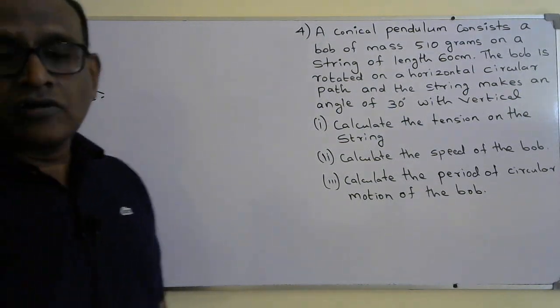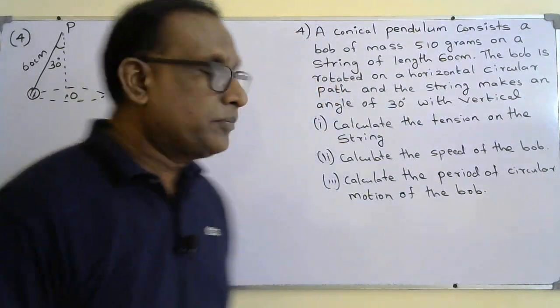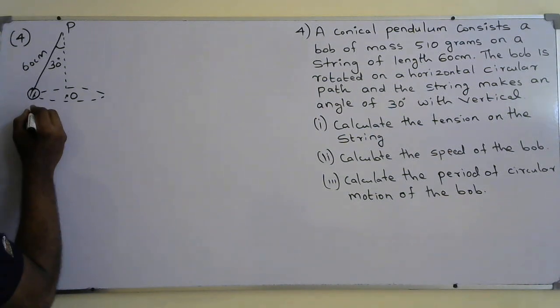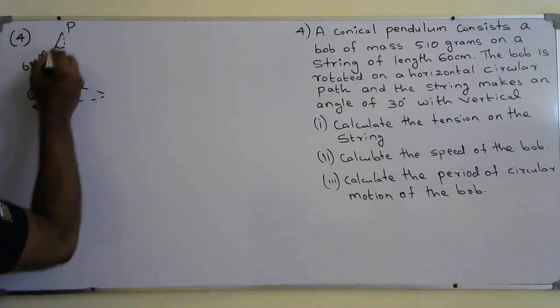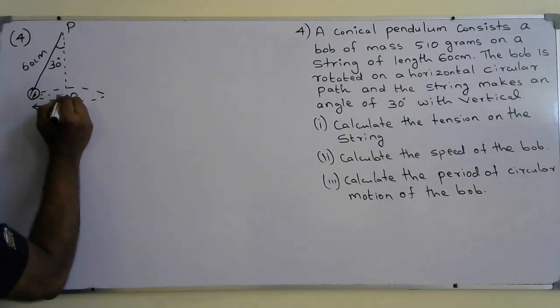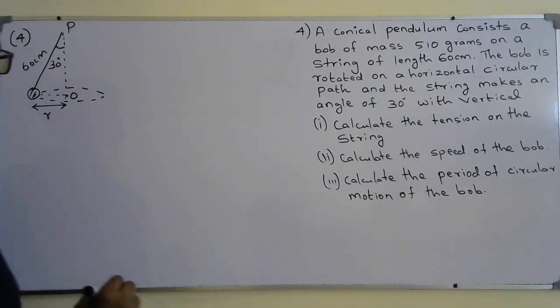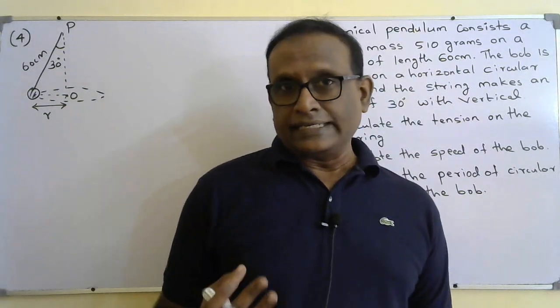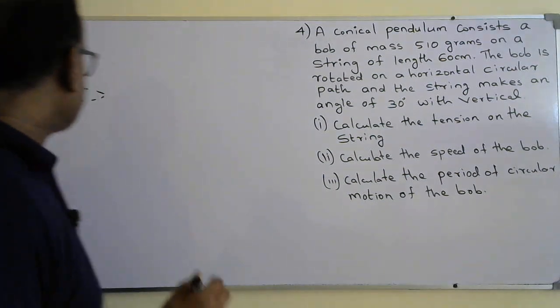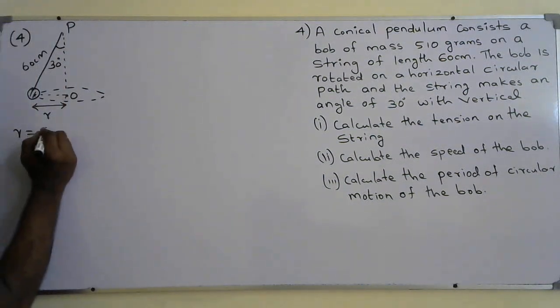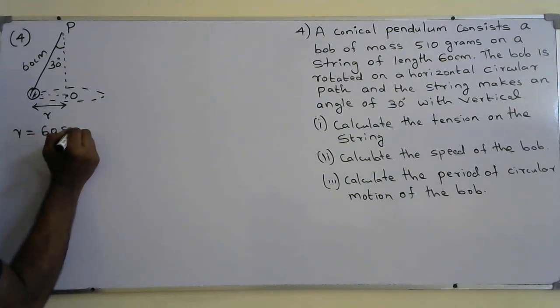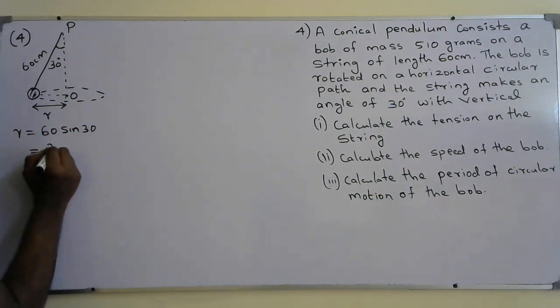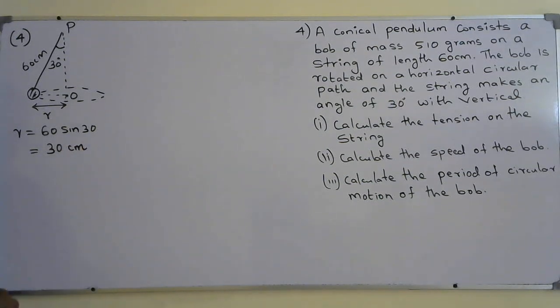Also, it's better to draw a free body force diagram for the bob. So this is the center, and this is the radius of the circular orbit. We can find the radius by using this right angle triangle. R is equal to 60 sine 30, that is 30 centimeter, will be the radius. We can find that simply.